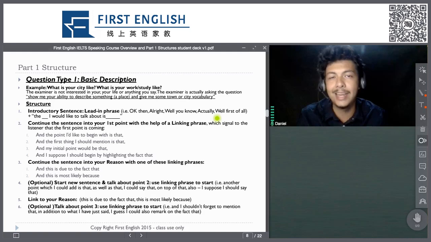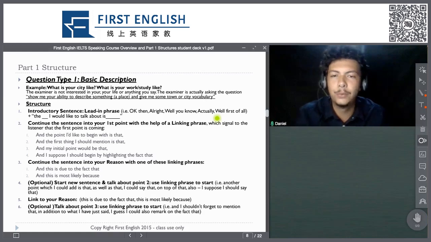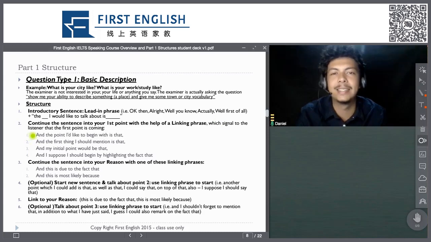And note that's a phrase. That's not the end of our first sentence. We're going to continue that sentence into the next part of our answer with a linking phrase. This is where those linking phrases come in. And note how each of the linking phrases that we have as examples here all begin with the word and. Because like I said, the conjunction and does exactly what a linking phrase does, connects the ideas or connects the points in a sentence coherently. So some examples of linking phrases that you can use would be, and the point I would like to begin with is that, and the first thing that I should mention is that, and my initial point would be that, so on and so forth. I think you get the picture.